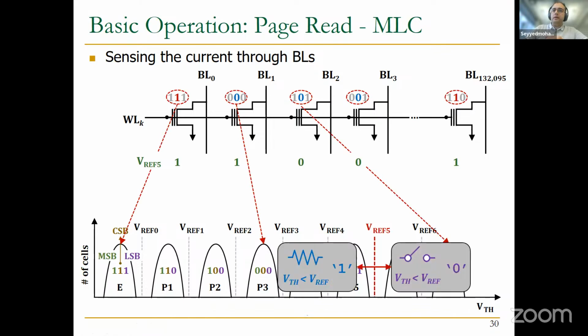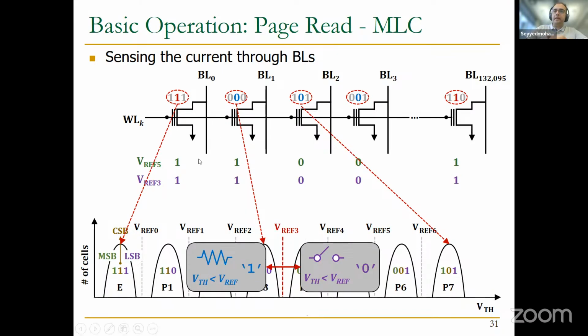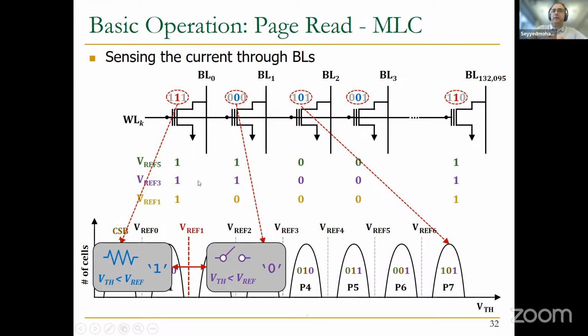So we already talked about these things. Then after that, you need to apply reference 3, and you are reaching these bits, and then reference 1. So you can see that by applying reference 1, in the end, we finally managed to read the correct one for this set also.